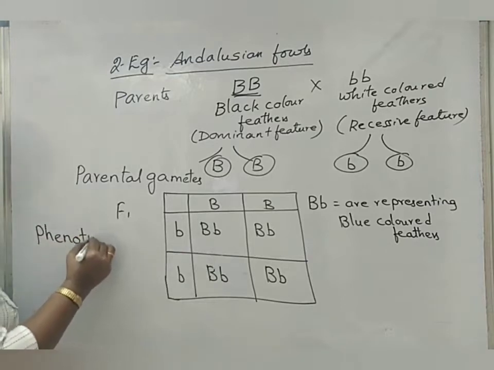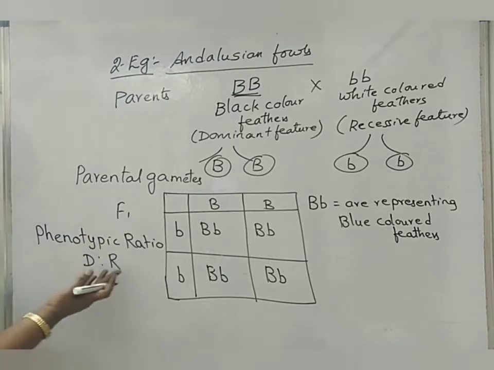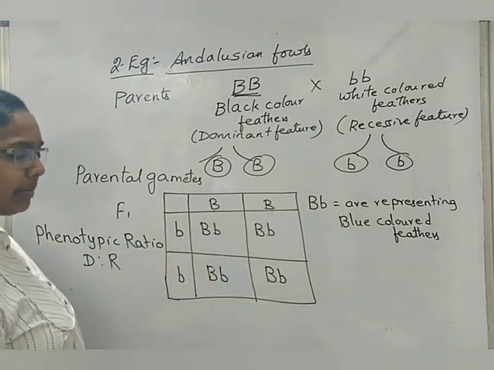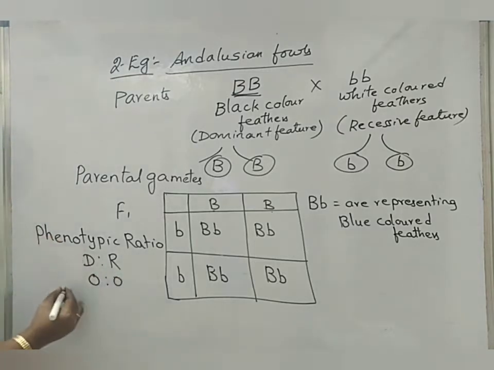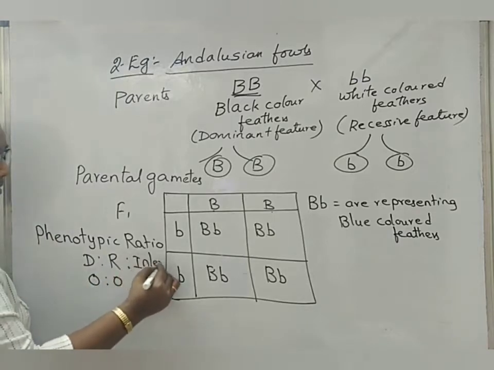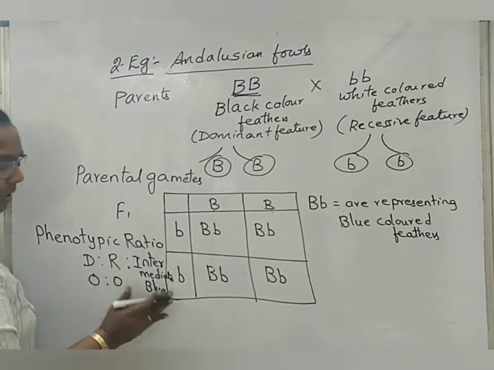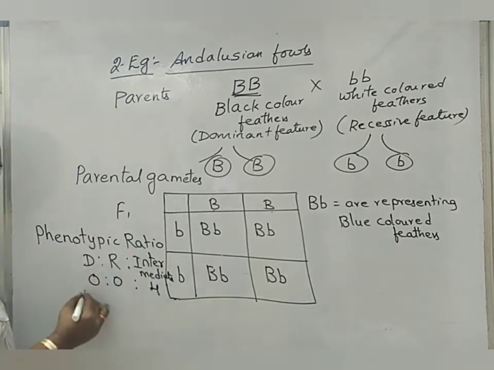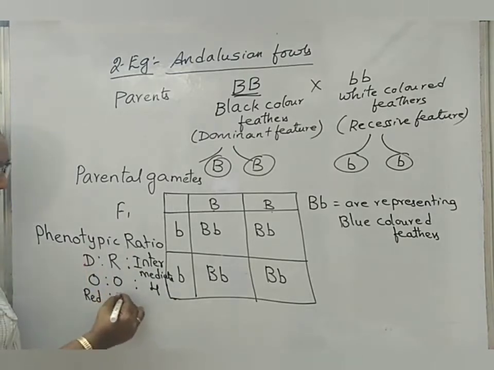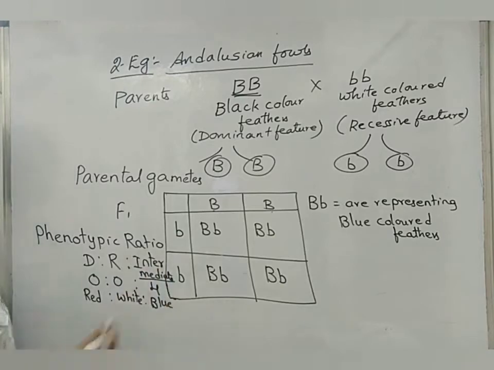So, phenotypic ratio. If we write like this, dominant is to recessive, it is not getting expressed. The dominant capital B, black color, is not getting expressed. The third color is getting expressed. So it will be the third color, that is intermediate, which we call blue color. That is 4 in number. So dominant is black in color, recessive is white in color, and for the intermediate color, the feathers of the fowls are blue in color. So this will be the phenotypic ratio.